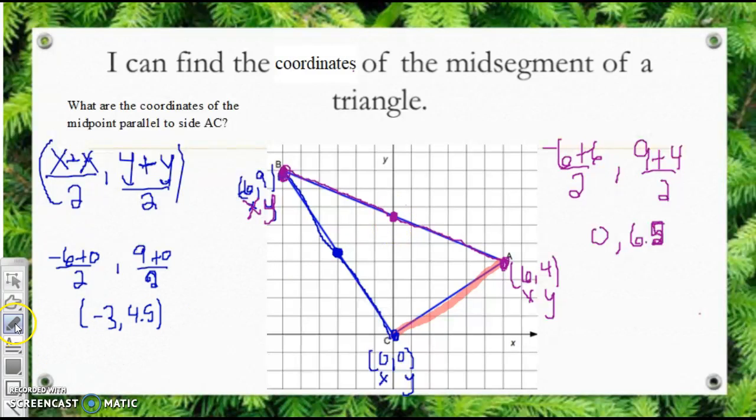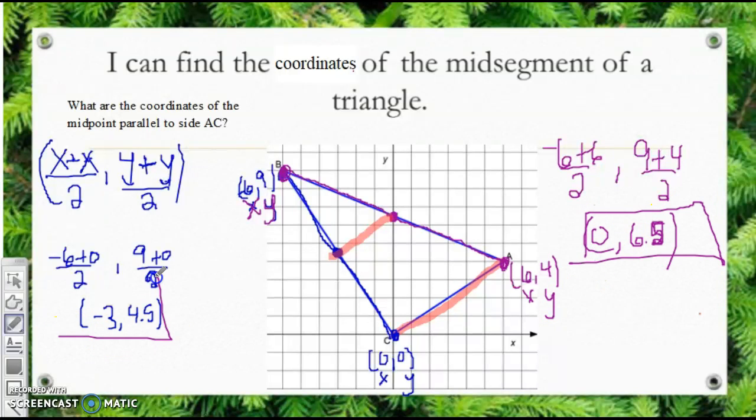I found my 2 midpoints, and now to draw the midsegment, it would just connect those 2 midpoints. So if the question asks what are the coordinates of the midsegment, you would just find the midpoint of each side. So 0, comma, 6.5 would have been one answer, and negative 3, comma, 4.5 would have been the other.